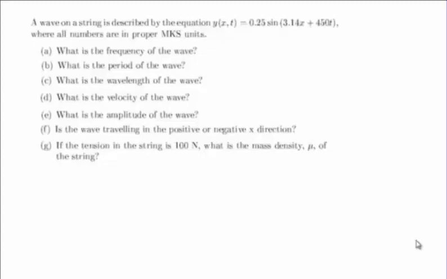A wave on a string is described by the equation y of position and time is 0.25 times the sine of 3.14x plus 450t, where all the numbers are in proper MKS units. Then follows a series of questions.